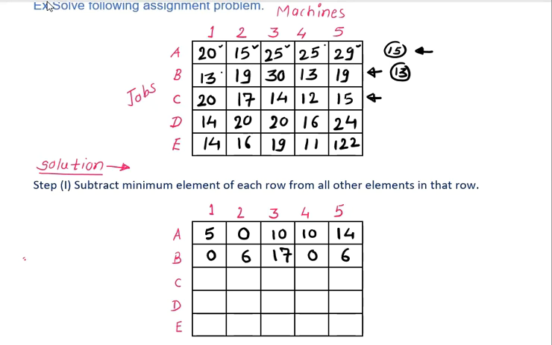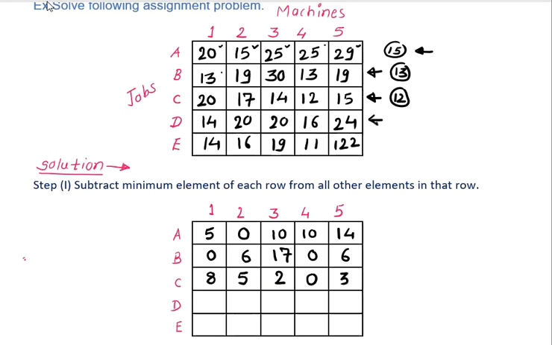Now look at the third row. The smallest entry in the third row is 12. Subtracting 12 from all the entries in the third row, we get 20 minus 12, we get 8. 17 minus 12, we get 5. 14 minus 12, we get 2. 12 minus 12, we get 0. 15 minus 12, we get 3.